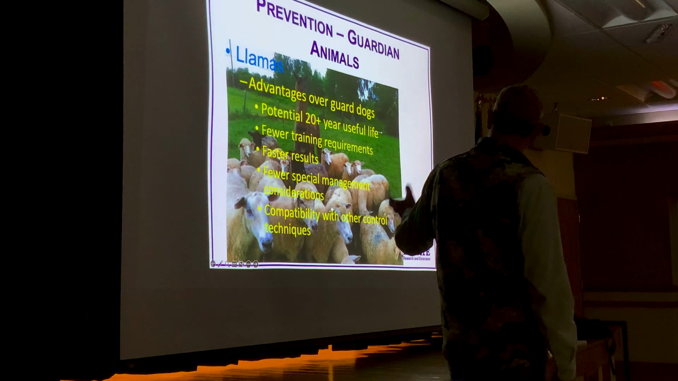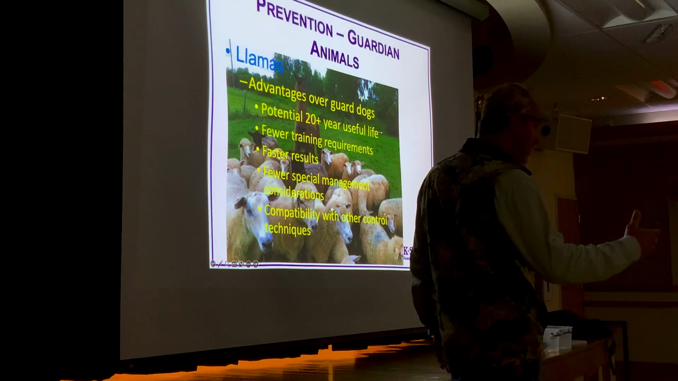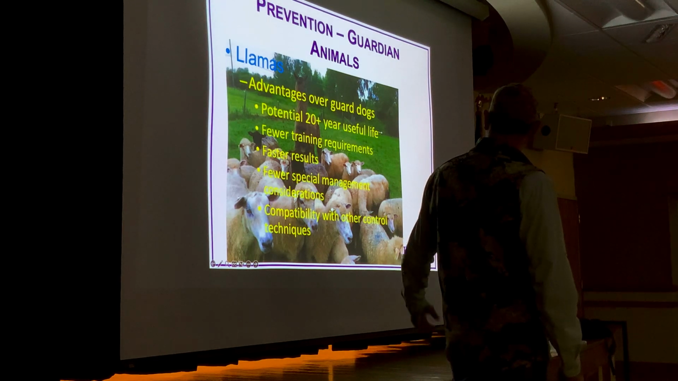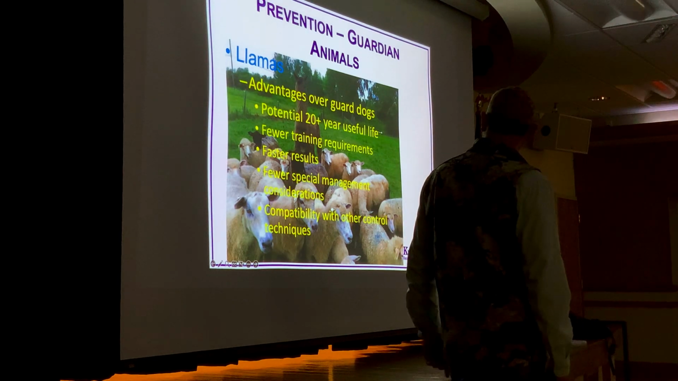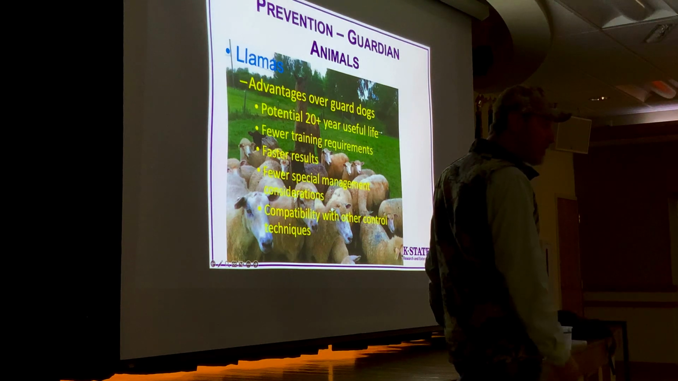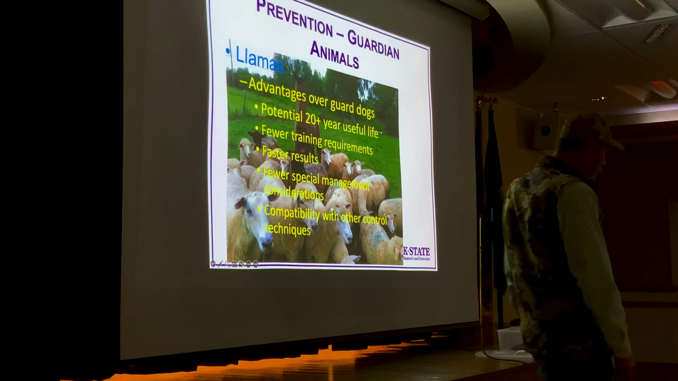Another advantage that the ruminants can have is faster results. They don't have to be trained. They're already spooky about coyotes and that sort of thing. They're gonna hang out with the sheep. Potential 20-year useful life rather than 7. Fewer special management considerations. We don't have to feed them, right? They're eating the same stuff as the sheep and goats are gonna eat. And then I mentioned the compatibility.